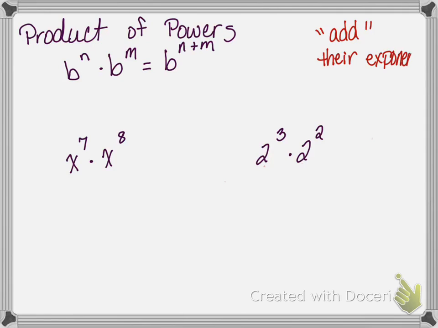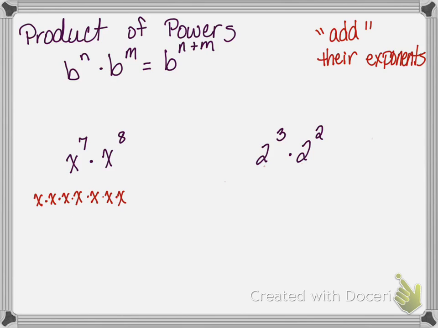Okay, so I want to talk for a minute about what x to the 7th and x to the 8th mean. Okay, x to the 7th means that x is multiplied by itself 7 times. So I have x times x times x times x times x times x times x. Is that 7 x's? 1, 2, 3, 4, 5, 6, 7. That's x to the 7th.